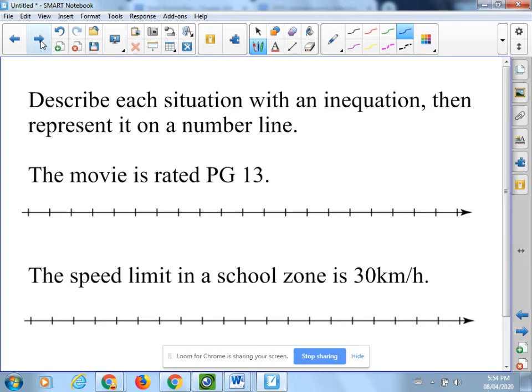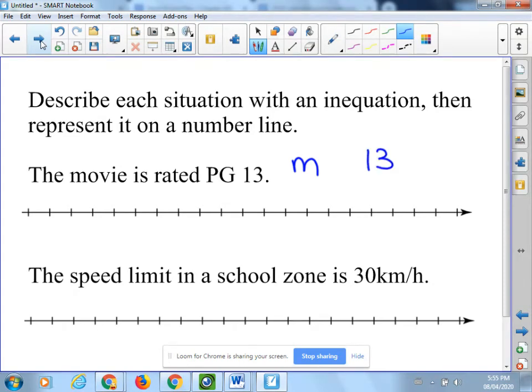Okay, the last style you're going to see is going to come in the form of a word problem. Describe each situation within an equation, then represent it on a number line. So the movie is rated PG-13. Okay, PG-13. So I'm going to use an M as my variable to represent the movie. Okay, and I know that my number is 13.